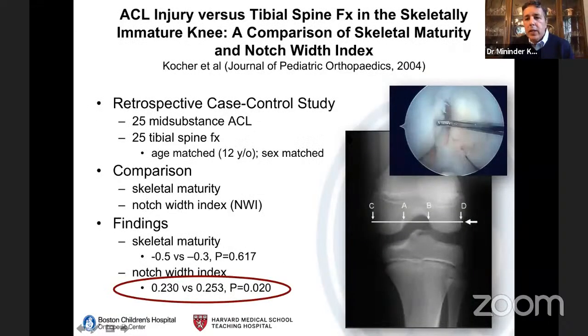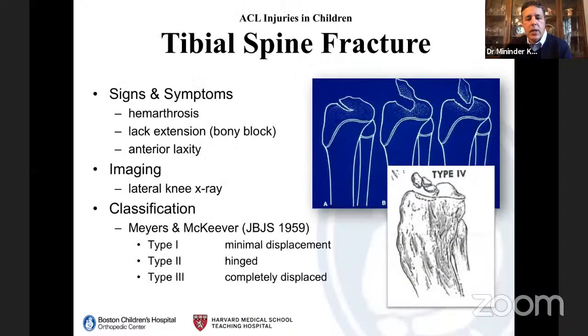It also may be related to anatomy. This was a case control study we did comparing 25 age and sex matched mid-substance ACL tears to tibial spine fractures. We found that those patients with tibial spine fractures tended to have a more narrow notch in the distal femur. And we know that this notch changes with maturity and with adolescence.